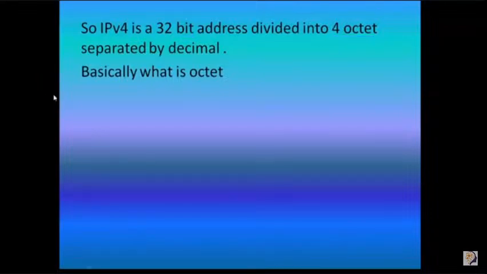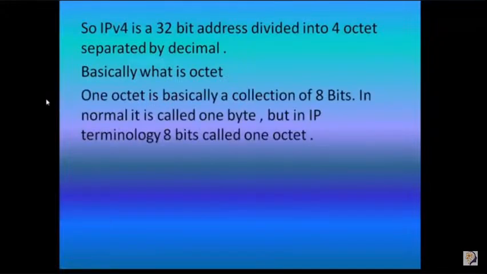I don't want to leave a single word that makes you confused. An octet is basically a collection of 8 bits. Normally it is called a byte. A collection of 8 bits is 1 byte, but here, in the case of IP, it is called 1 octet. A collection of 8 bits is called 1 octet.